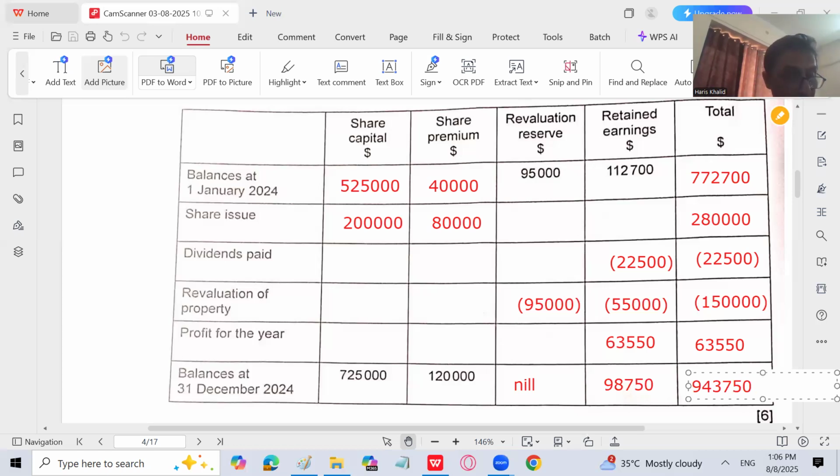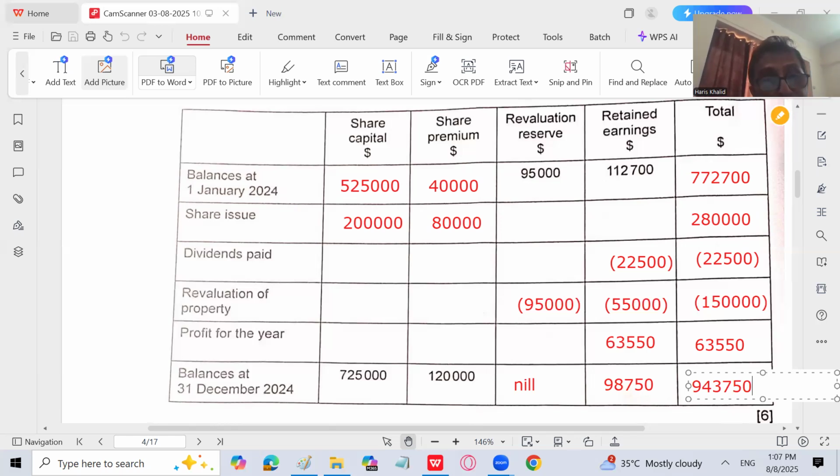Remember that the total column, either you take it horizontally or you take it vertically, should be the same. Just to check whatever you have done, whether this is right or wrong. So I'm going to total the total column, which again comes the same if I do it horizontally. That is 943,750. Hopefully you are done with that.